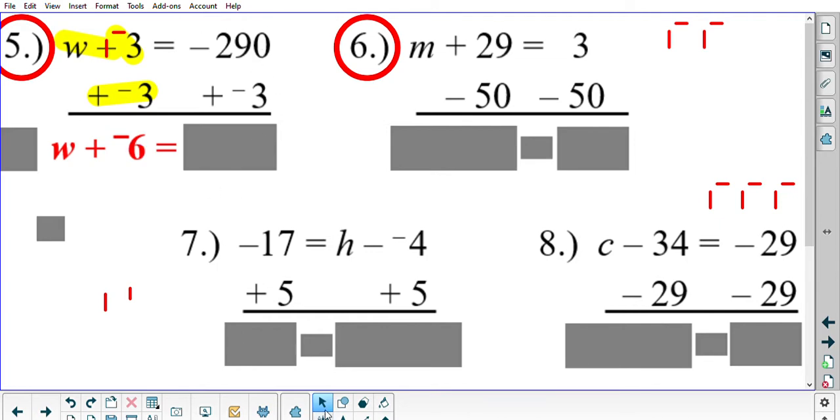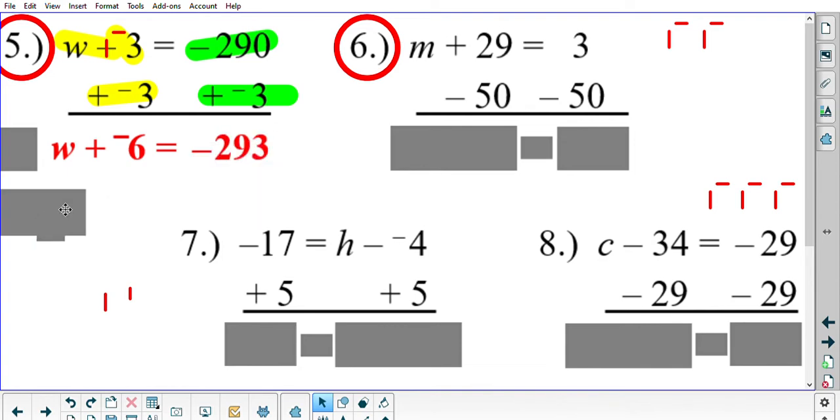On the right-hand side, where we had negative 290, again, we're adding that by negative 3. So that would give us negative plus negative. Add in your head. Answer stays negative. The only time two negatives make a positive is when you're multiplying or dividing. So when you add two negatives, you're going to get negative 293. And there you go. That's how you do problem number 5.